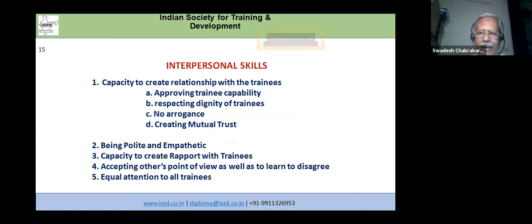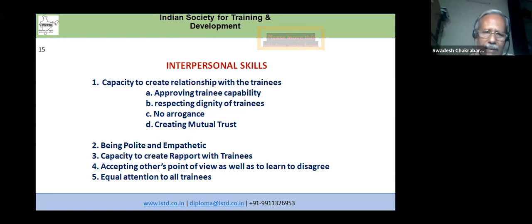Needless to say, as I said earlier, if the presentation skill is very good and the facilitation skill is very good, but the interpersonal skill is lacking, it's not going to help you. That interpersonal skill has to be of a good, high level. You should have the capacity to create a relationship with the trainees. That capacity to create a relationship with the trainee is very important. And how can you create that interpersonal relationship?